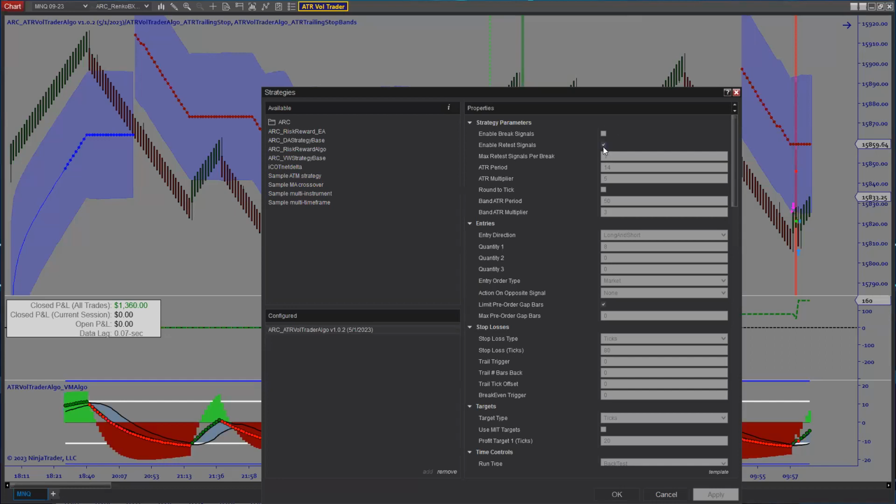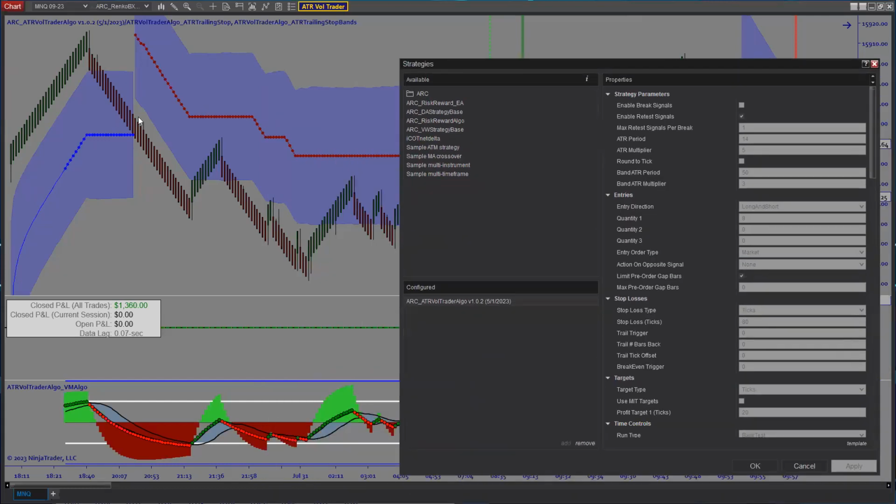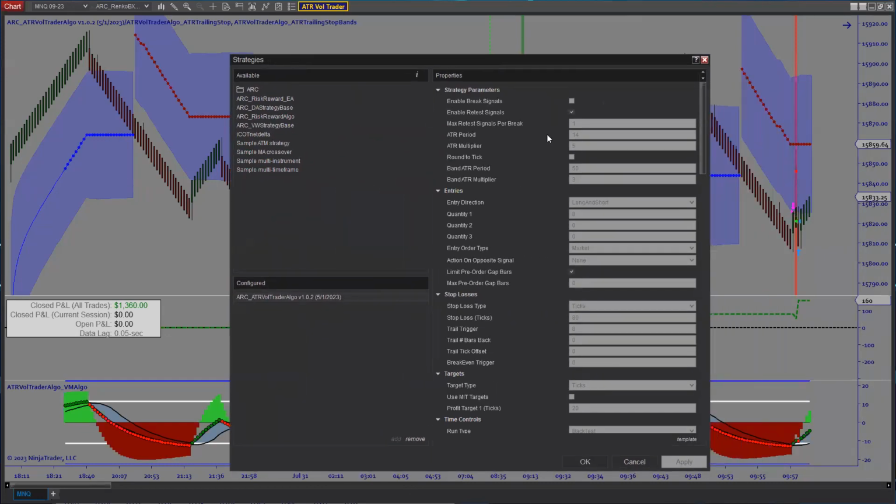Enable retests. Okay, so we've got that. 1 retest per signal break. What that means is once we break through this side, it's only going to trade the first retest. So if we were trading live, we would trade this. We would not trade this. We would not trade this. Because eventually the market's going to run out of gas, right?